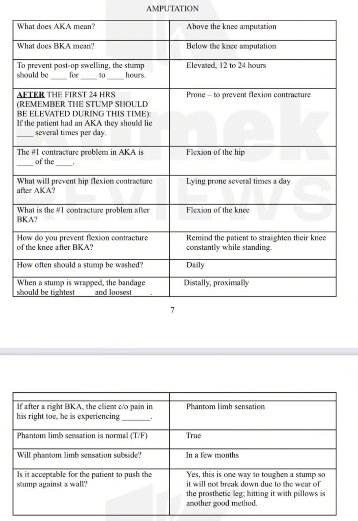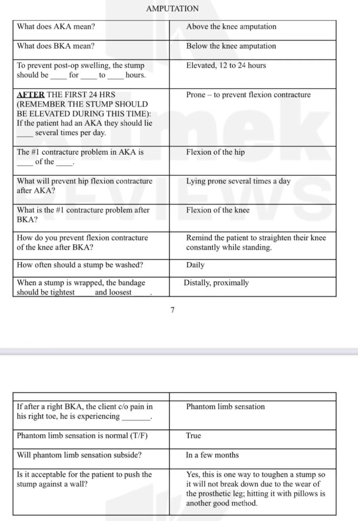3. To prevent post-op swelling, the stump should be blank for blank to blank hours. Answer: elevated, 12 to 24 hours. Rationale: after an amputation, keeping the stump elevated for 12 to 24 hours reduces swelling and improves healing. Elevation helps blood and fluids drain properly and reduces the risk of pressure buildup.